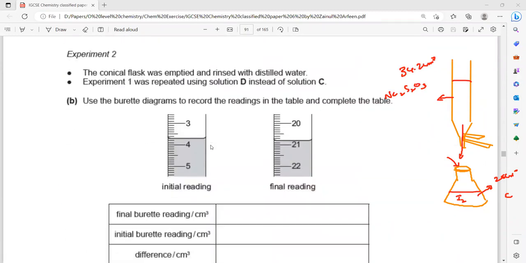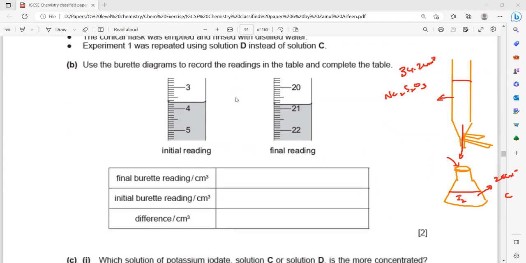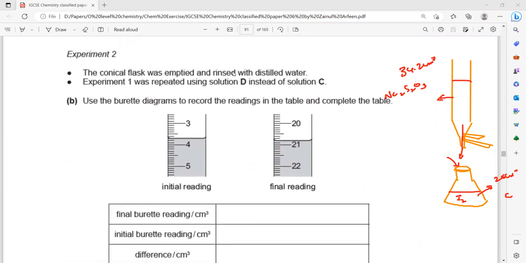Then the student repeated the experiment. The conical flask was emptied and rinsed with distilled water. Why rinsed with distilled water? To remove the contents from the previous experiment. Then experiment 1 was repeated using solution D instead of C. So the only difference between the two experiments is that in the first experiment the student used solution C and now the student is using solution D. In the burette, the same thiosulfate is there.